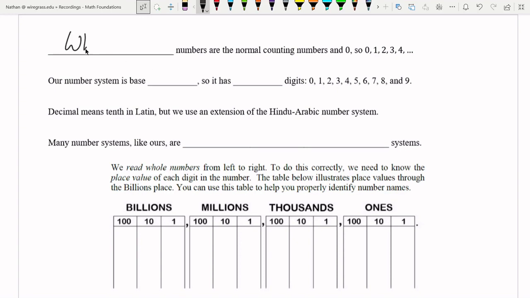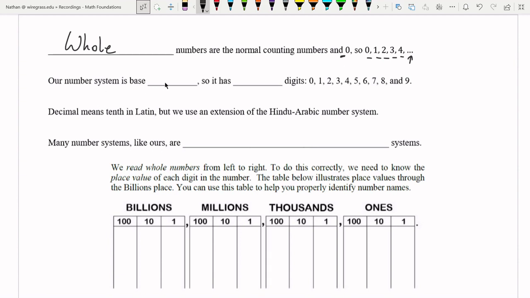Whole numbers are the normal counting numbers and 0. So if I were to list them out, it would be 0, 1, 2, 3, 4, and then the dot dot dot just means continue the pattern. So 5, 6, 7, 8, 9, 10, and on up.